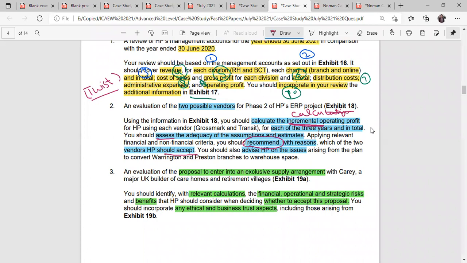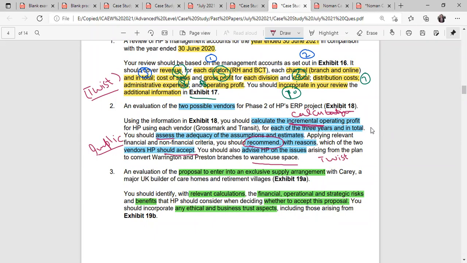You should also advise HP on issues arising from the plan to convert the Warrington branch and Princeton branch to warehouse space, basically. Again, an additional requirement, that is a twist. You need to think about this issue. If you convert your 2 branches into extra warehouse space, what should you do? What will be the implication? Simply do not just mention the theory, mention your implication, basically. What would be the implication? This is my requirement two.